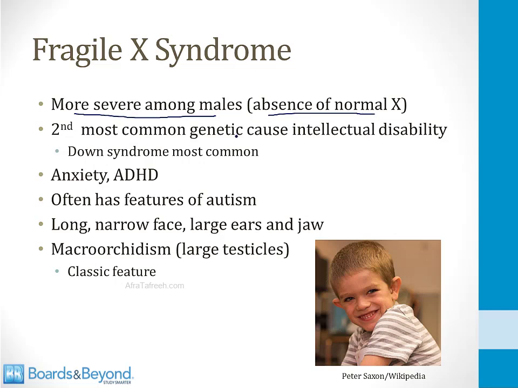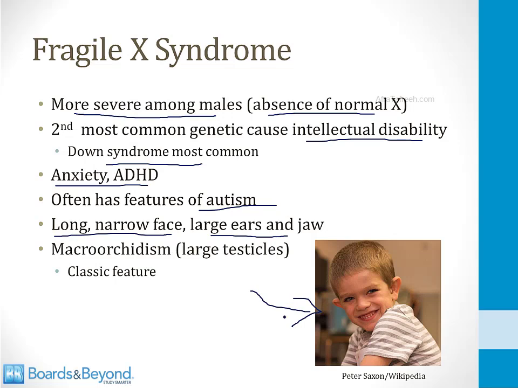Fragile X is the second most common genetic cause of intellectual disability. Down syndrome is the most common. An easy way to remember the features of Fragile X syndrome is to just think of it as a Down syndrome variant. Children with the Fragile X syndrome can also have anxiety and ADHD. They often have features of autism. They have a characteristic facial appearance with a long, narrow face, large ears, and a large jaw. This is a picture of a child with Fragile X syndrome shown on the screen here. And then finally, a classic feature of Fragile X syndrome is large testicles. This is referred to as macroorchidism.